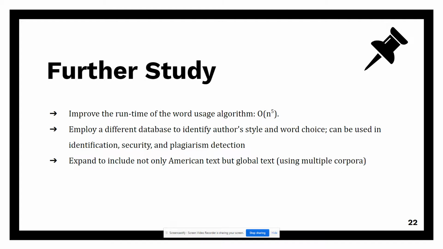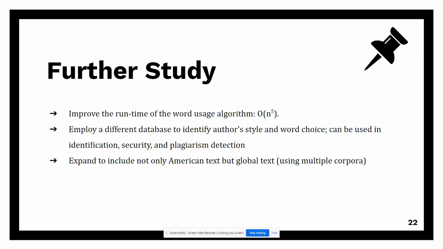For the study, I could improve the runtime of the algorithm. In big O notation, the runtime is O of n to the 5th, and I know that my algorithm can be faster, and I know I can do it given extra time. I could also employ my algorithm for other purposes, for example, identification, security, and plagiarism detection. This all depends on the databases I'm using. Depending on the database, I can use this algorithm for a variety of purposes.